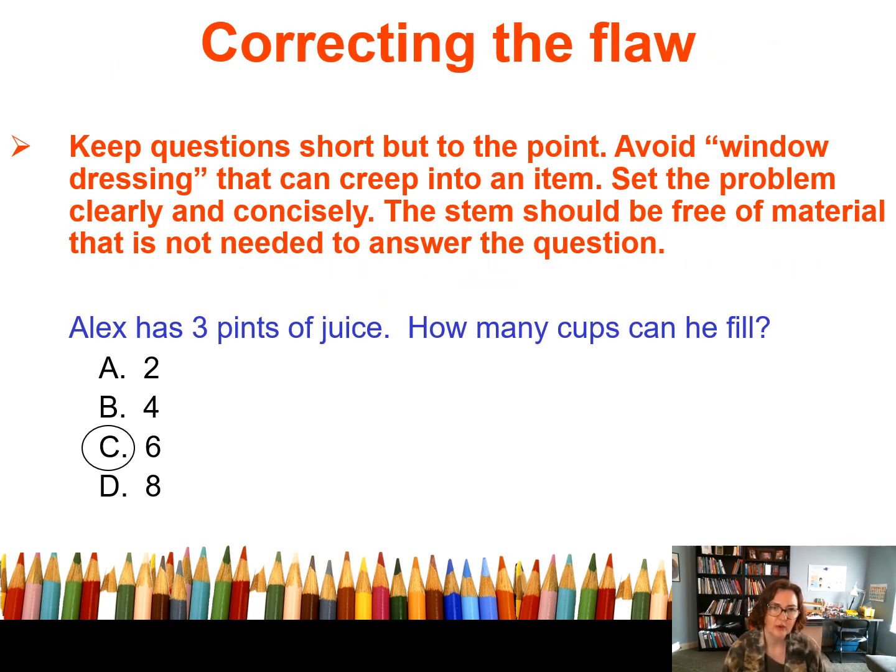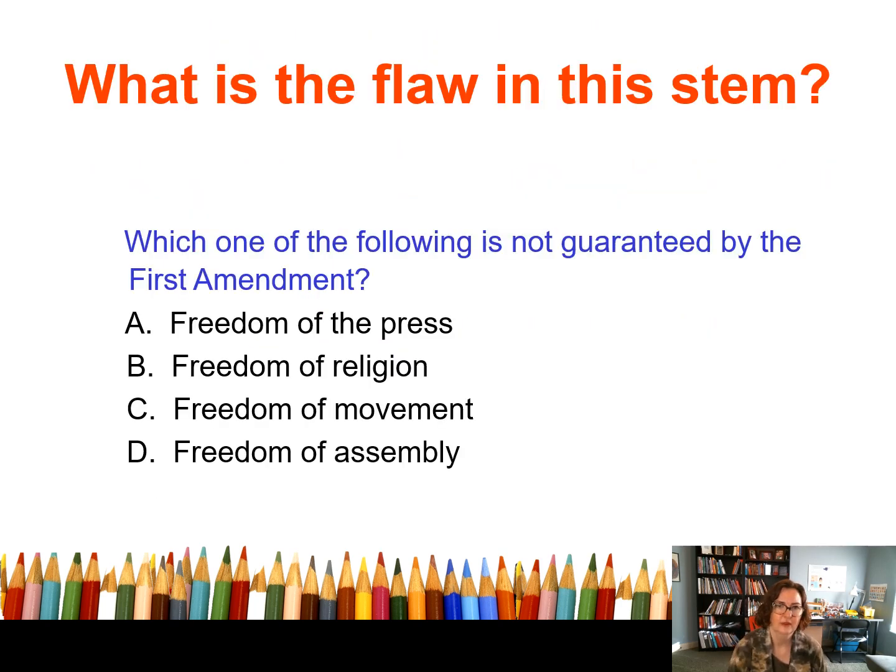So you want to keep your question short and to the point and avoid window dressing that can creep into an item. So set the problem material up clearly and consistently. So your STEM should be free of material that isn't needed to answer the question. Alex has 3 pints of juice. How many cups can he fill? What is the flaw in this STEM?